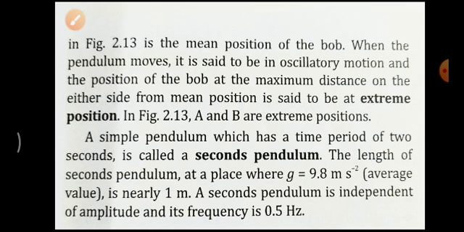A simple pendulum which has a time period of 2 seconds is called a second pendulum, okay, and the length of the second pendulum at a place where g, that is acceleration due to gravity, is equal to 9.8 meter per second square, is nearly 1 meter. That means the length of the pendulum is 1 meter and the time period is 2 seconds. Then it is called a second pendulum. A second pendulum is independent of amplitude and its frequency is 0.5 hertz.